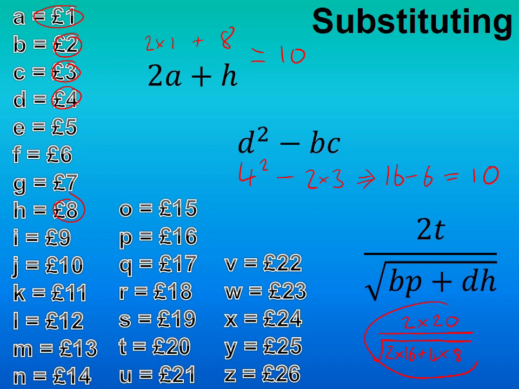And now we're going to work this out step by step. I'm going to do it in yellow at the top. 2 times 20 is 40. Done the top bit. Divided by the square root of 2 times 16 is 32, plus 4 times 8, which is also 32. Going to carry on in purple. That gives me 40 divided by the square root. 32 plus 32 is 64. 40 divided by the square root of 64 is 8. My final answer, 40 divided by 8 is 5.